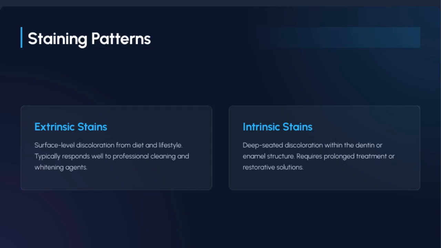Let's talk about the different types of tooth discoloration. First, we have deep-seated discoloration within the dentin or enamel structure. This kind of staining is often quite embedded, meaning it requires more prolonged treatment or restorative solutions to effectively address it. These stains are not just surface level, they are beneath the surface, which makes them a bit more challenging to treat. Next, we have intrinsic stains.